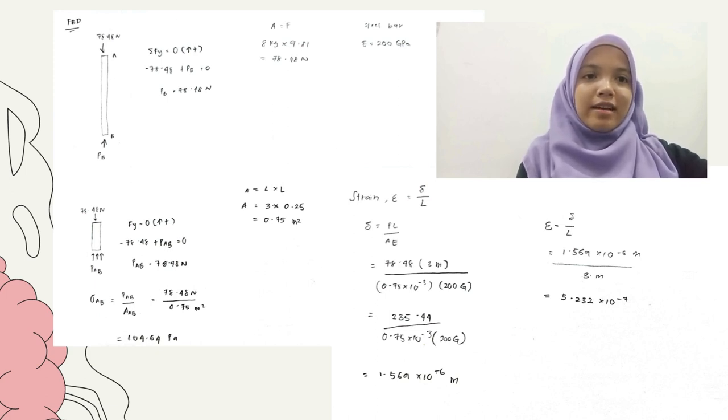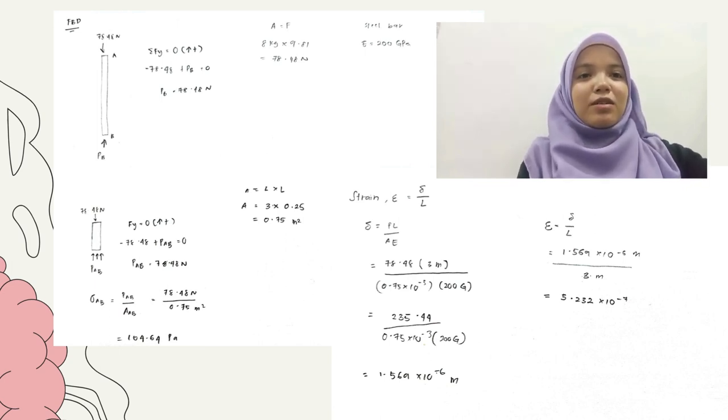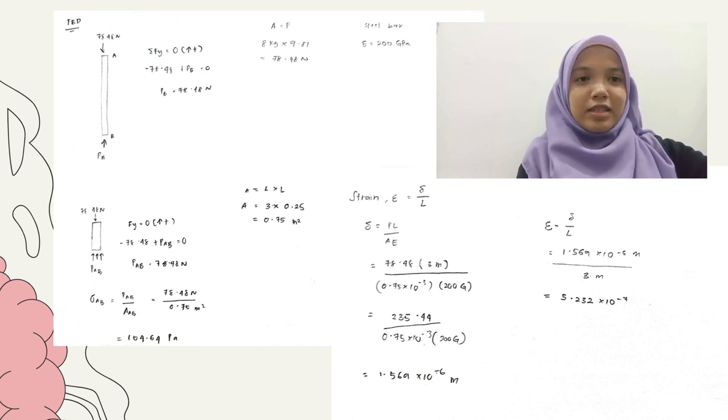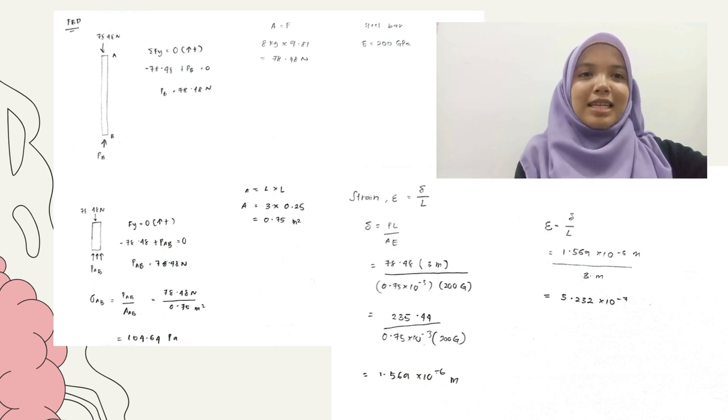We cut half of this bar and put in the formula, so we got 104.64 pascal. For strain, we need to find the elongation, which uses the formula PL over AE. We assume the elongation of this material is 200 giga, and so we put in the formula and get 1.569 × 10⁻⁶ meter for elongation.